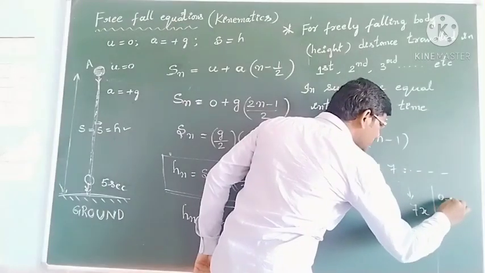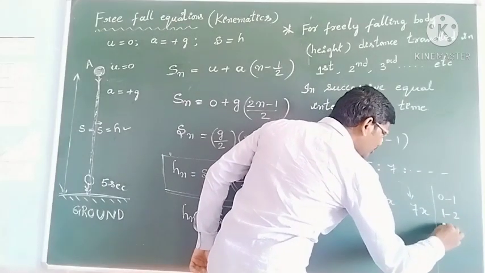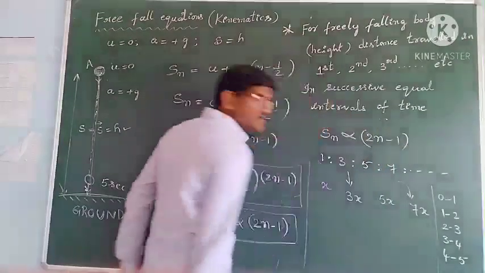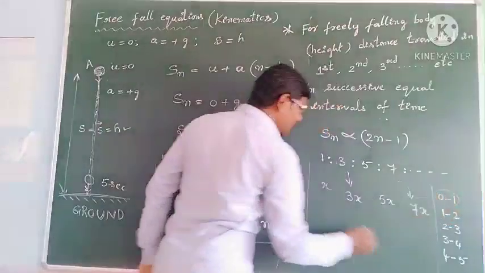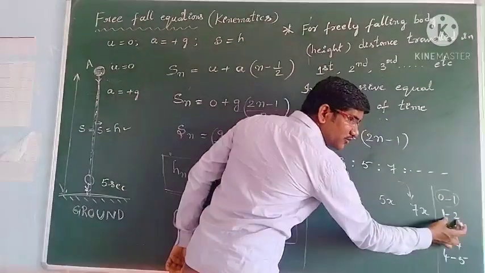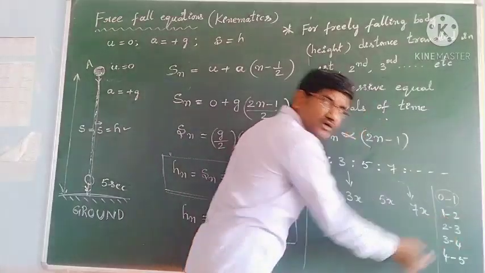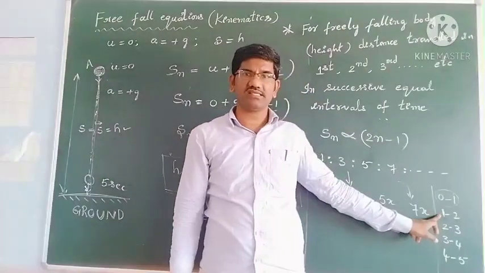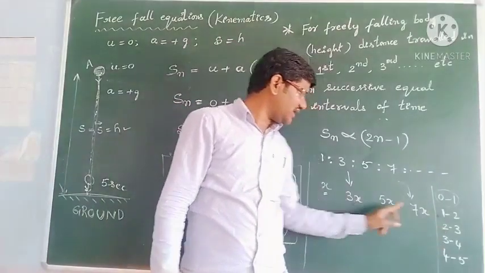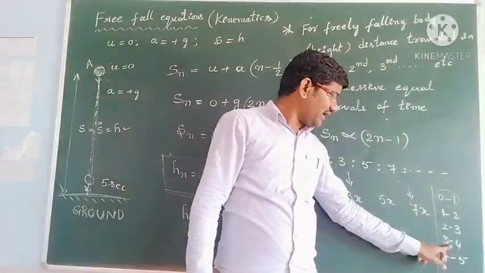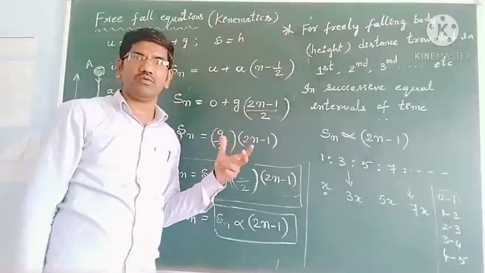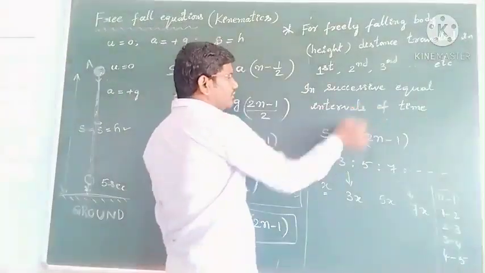0 to 5 means 0 to 1, 1 to 2, 2 to 3, 3 to 4, 4 to 5. These are the 5 seconds. In the first second, 0 to 1, if it travels x, then 1 to 2 is also 1 second only, but this is the second second. In that second it travels 3x distance, in the third second it travels 5x distance, and in the fourth second 7x distance. These are successive equal seconds, successive equal intervals of time.